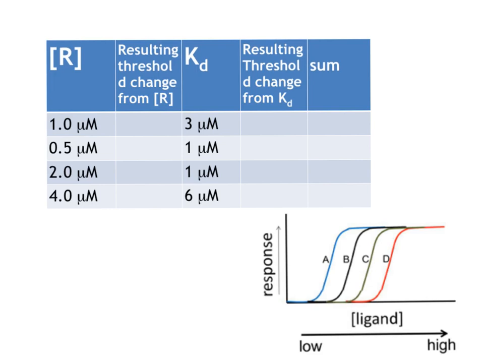So if we see the graph down here in the lower right, we see that as the amount of ligand increases, the threshold is the point at which the amount of ligand is required to create a signal and get a response. And we can see here that D has the highest threshold and A would have the lowest threshold because it needs the least amount of ligand in order to create that response.